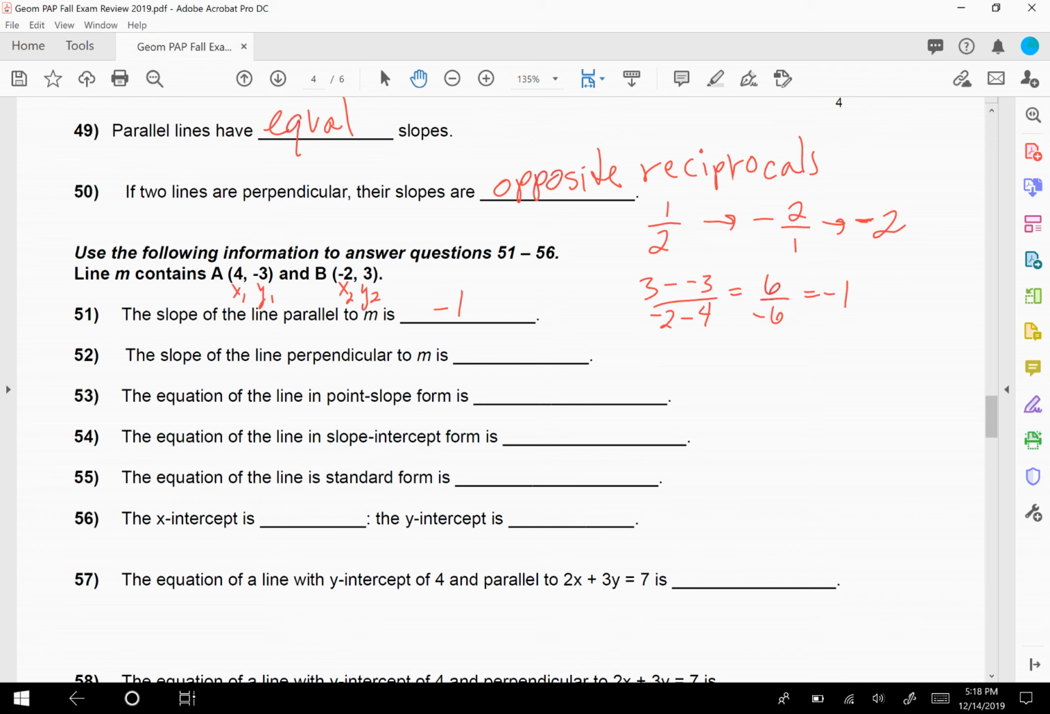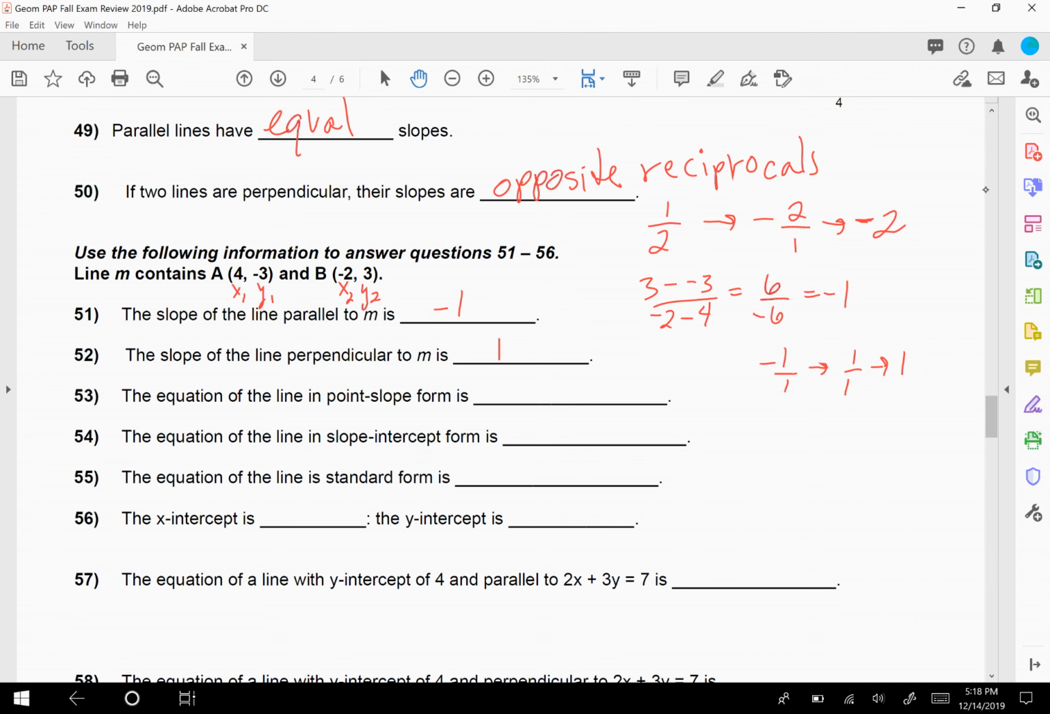So a line that's parallel to it is also going to have a slope of -1. Now it says find the slope of the line perpendicular to M. -1 can really be written as -1 over 1, so we want the opposite reciprocal of this. The opposite of it is going to be positive, and 1 over 1, if you flip it, you still get 1 over 1, which is just 1. So a perpendicular line would have a slope of 1.